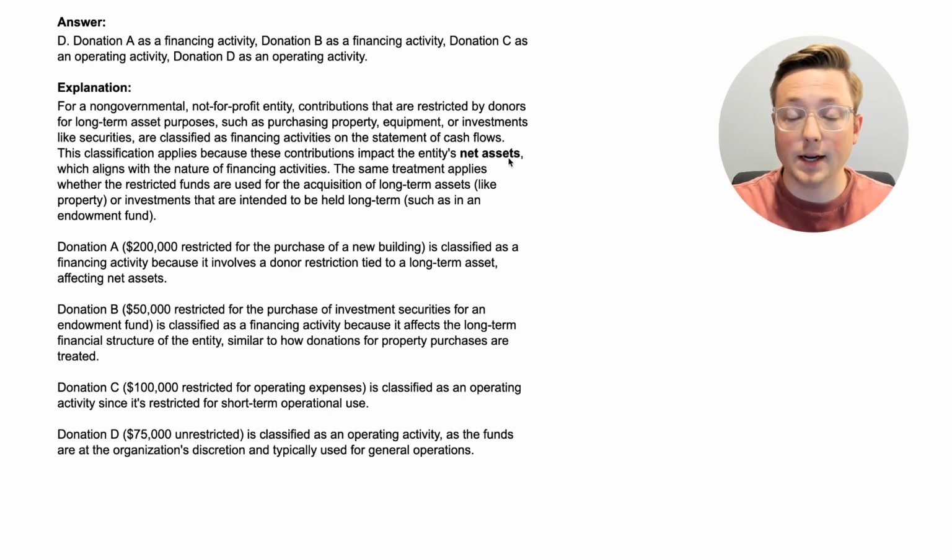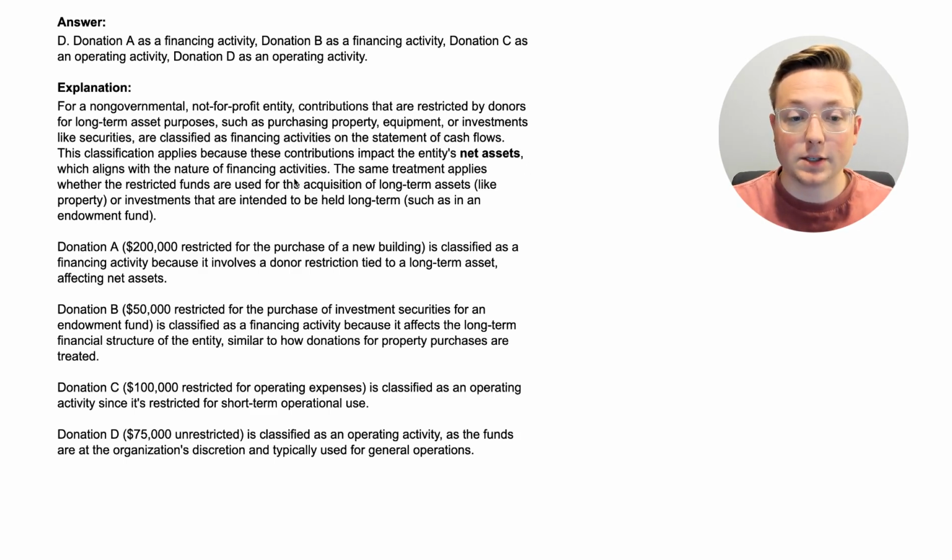Because if you think about it, it's a donation with donor restriction, which impacts the net assets of a company. And if you remember, net assets is basically the equity of a nonprofit organization, and financing activities cover long-term liabilities and equity, or in this case, net assets. So this classification applies because these contributions impact the entity's net assets, or basically the equity, which is why it's a financing activity.